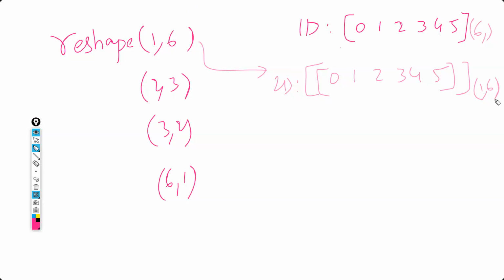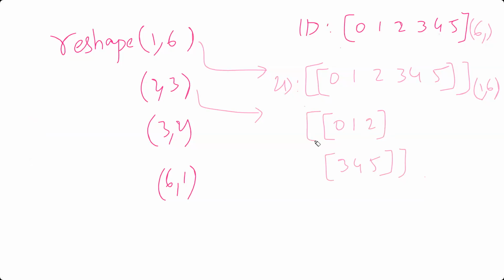Now coming to 2 comma 3. How do we create 2 comma 3? 2 rows. 0, 1, 2 is the first row. 3, 4, 5 is the second row. This is the shape of 2 comma 3.